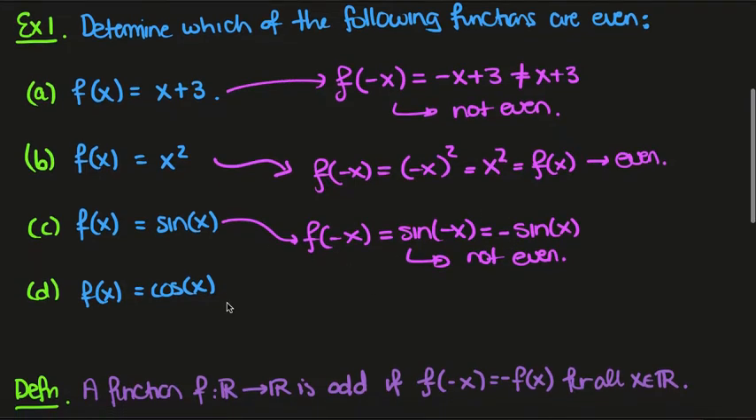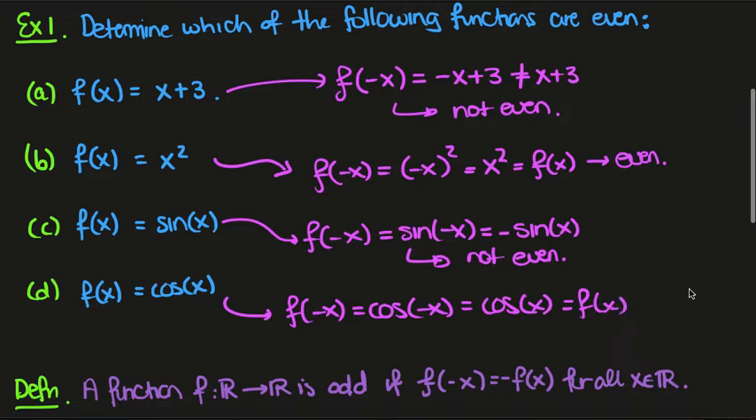Okay, let's look at one more. So here we have cos x. So here we have f of minus x is cos of minus x, but cos x is symmetric about the y-axis. So this is cos x, and that's f of x. So this is even.